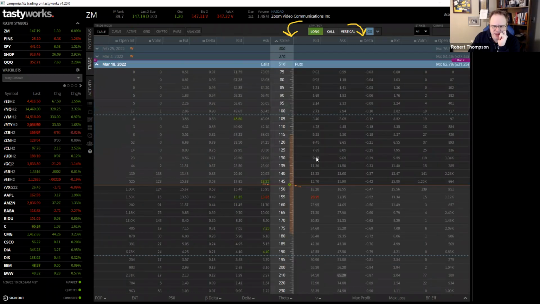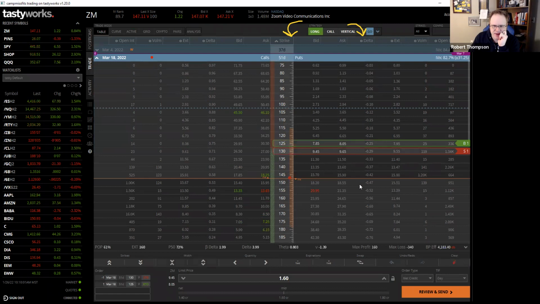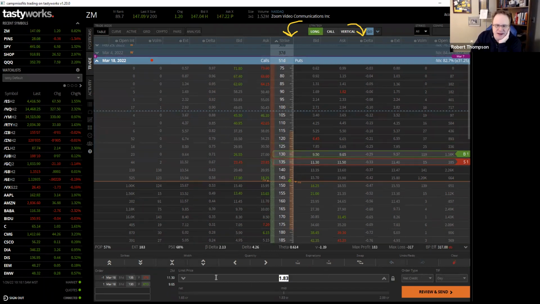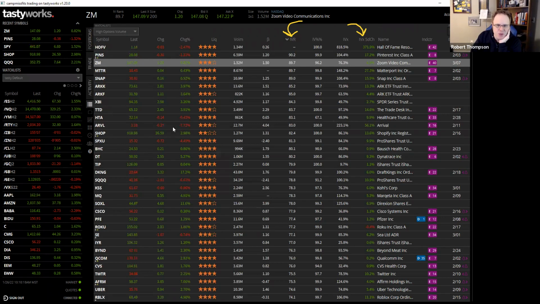So let's see, 130, 125. This is pretty close. This is the 29 delta, and I'm doing the 130, 125. I'm getting $1.60. Yeah, 160. It's close, not close enough. I don't have a problem going to the 33 delta, and I'm getting more than enough for that. So it really comes down to what you're looking for and when you're looking for it.